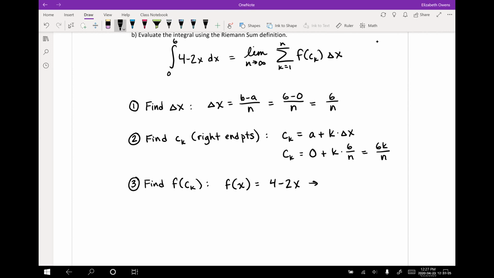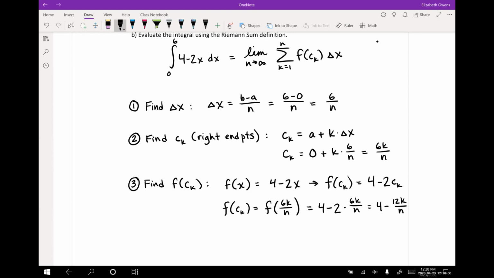So f of ck would be 4 minus 2 times ck. But we just found our expression for those ck values, so we are going to put that to use. f of ck is f of 6k over n, because that is what we found ck was. So we have 4 minus 2 times 6k over n. All right, that'd be 4 minus 12k over n.